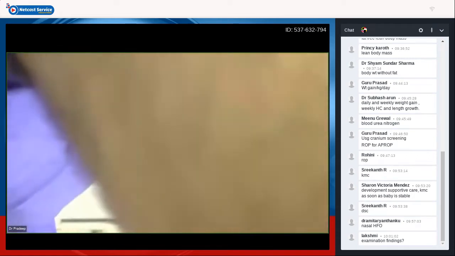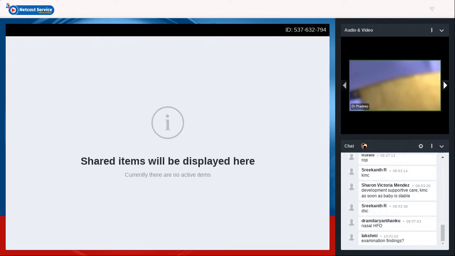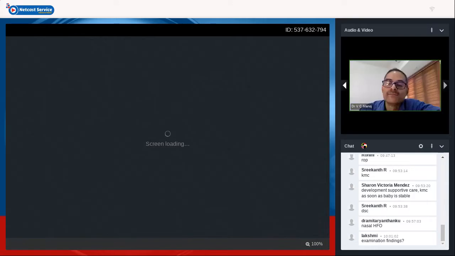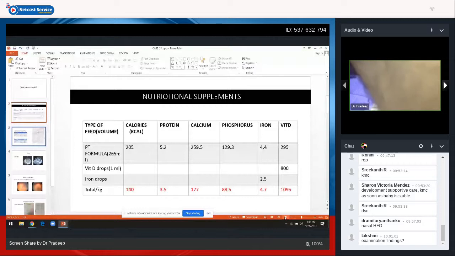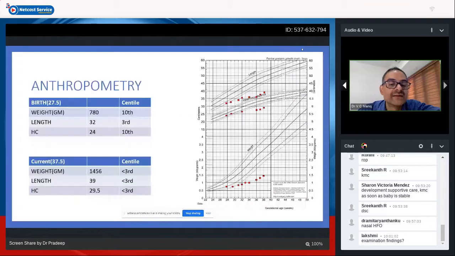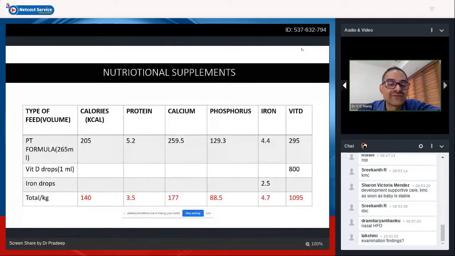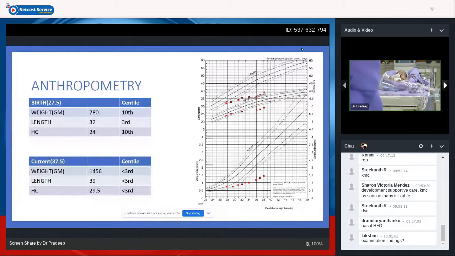You can share the screen. Sir, we will share the screen, sir. Can you see, sir? This one, sir, anthropometry. Okay, show that growth chart again. In the growth chart, sir, the corrected age of the baby is 38 weeks.